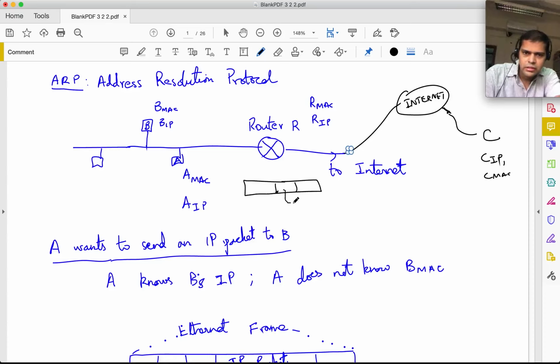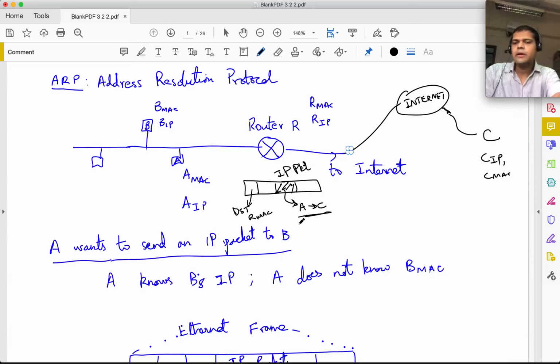So let's say that A is sending to C. This is an IP packet, and this is the larger frame. So here the destination should be RMAC, right? If A is sending a packet to C, because the router's job is to forward this IP packet to the next router and so on, and finally it's supposed to reach C.